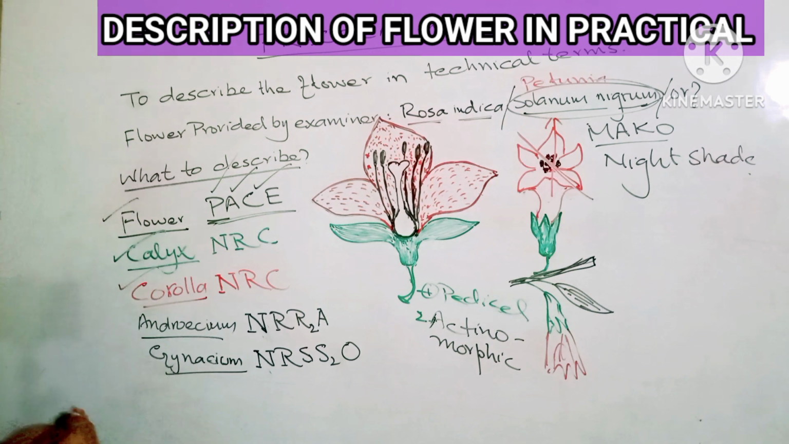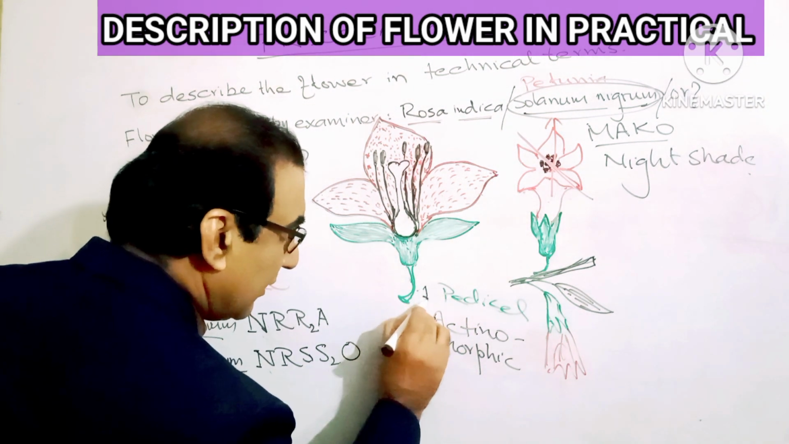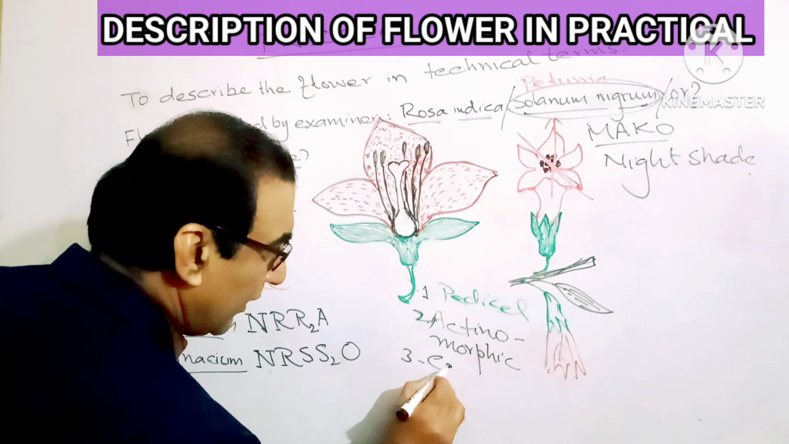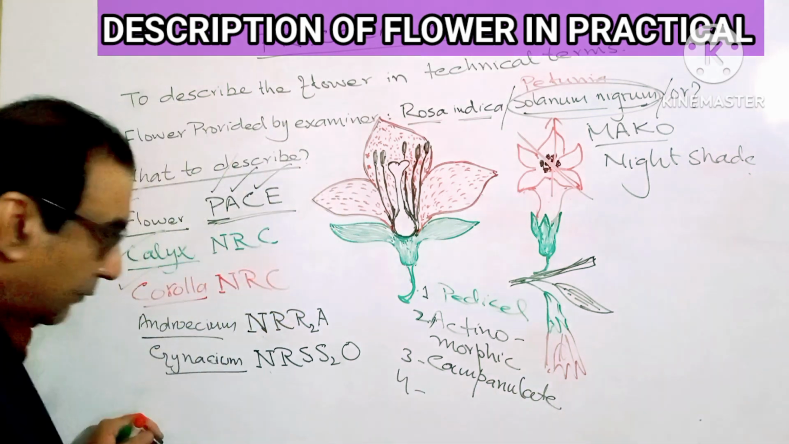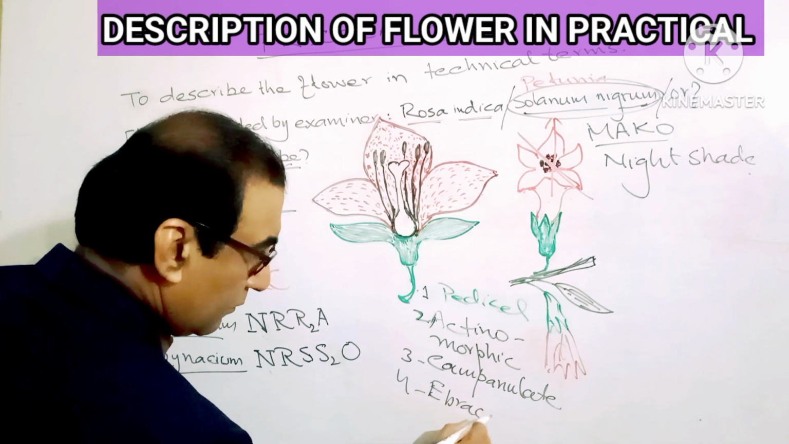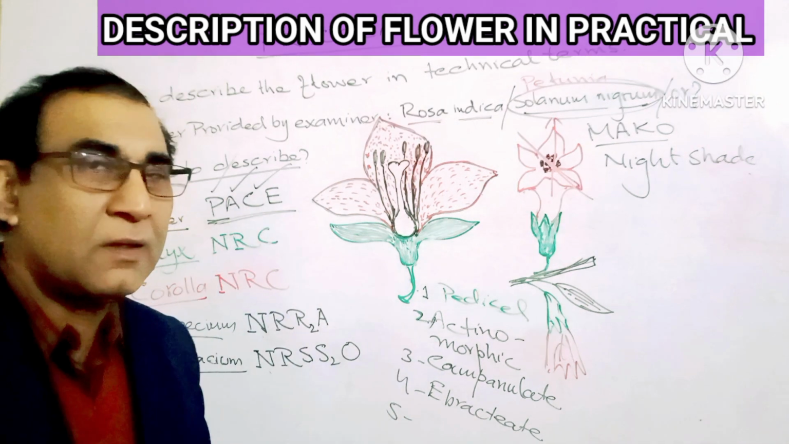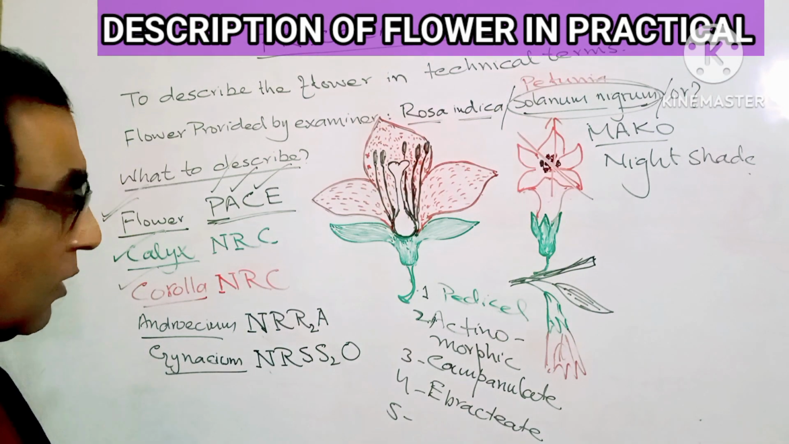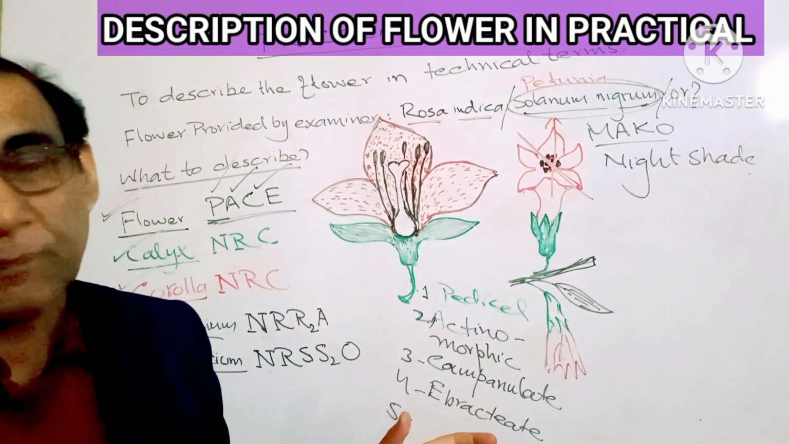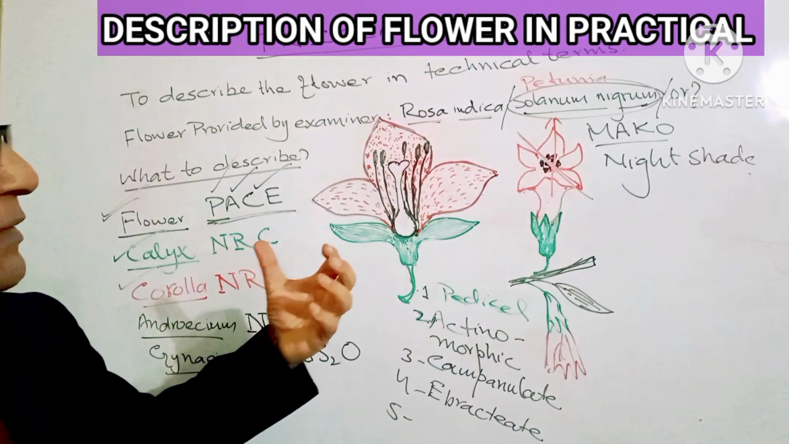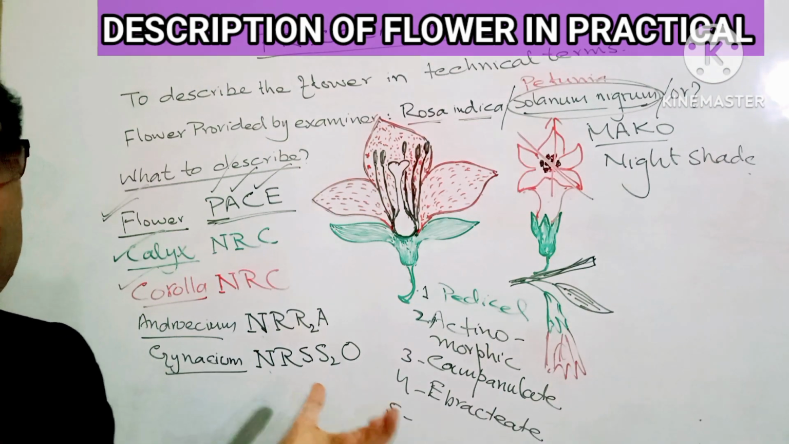Now this is clear. You have described: one, it is pedicellate. Number 2, it is actinomorphic. Number 3, it is campanulate. Number 4, it is ebracteate. Number 5, you can tell the overall smell if it has one. For example, if you come across Rosa indica, it's a showy flower, you can say that it is scented. But this flower doesn't have a scent, so there is no requirement of describing the scent of the flower.